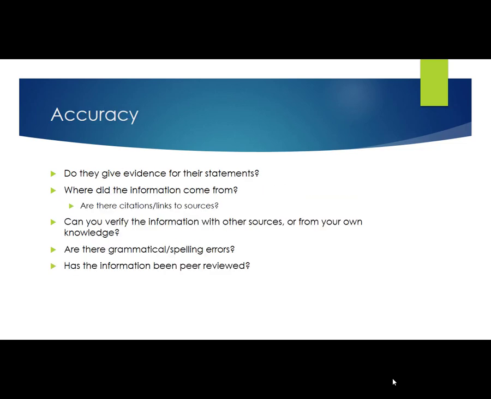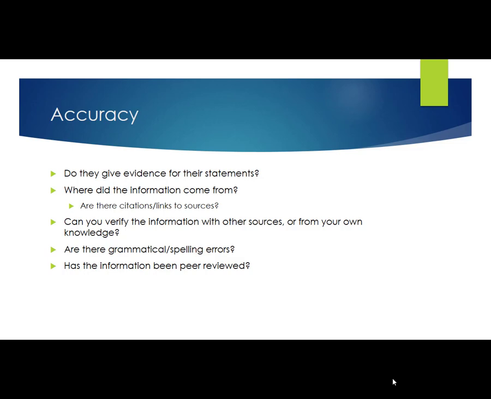The second A stands for accuracy. Even though you may not know just by looking at a source if all of the information is accurate, there are a few things you can look at to give you a clue. Is the author giving evidence for their statements? Are there any citations or links to sources where the information came from?